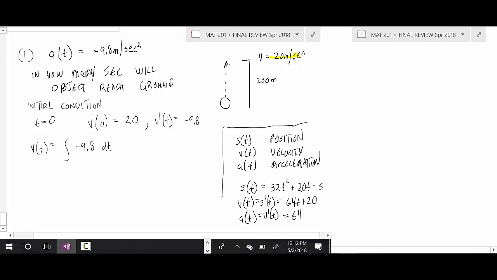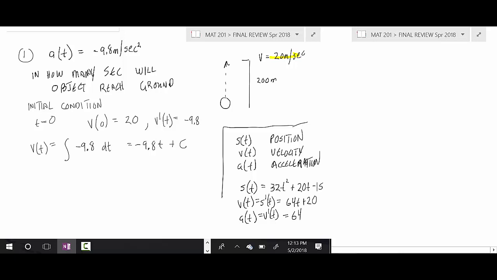Now the mathematics behind this is pretty easy. What's the antiderivative of negative 9.8? Negative 9.8 t. Then what else? Plus c. You've got to have the t plus c. That's step 1. Now step 2 is you've got to find c. How do you find c? Well, I gave you this initial condition. If t is equal to 0, which it is, then this is equal to 20, right?